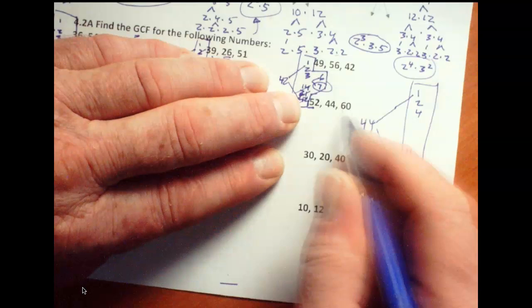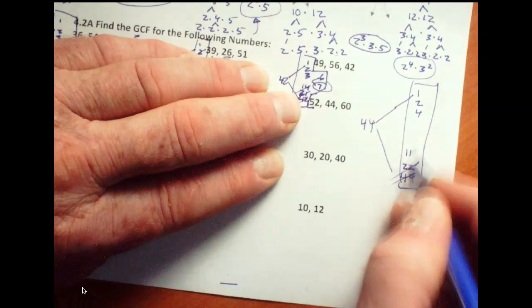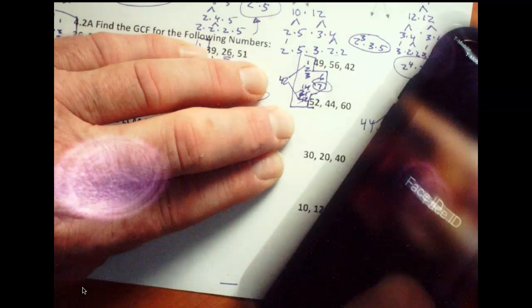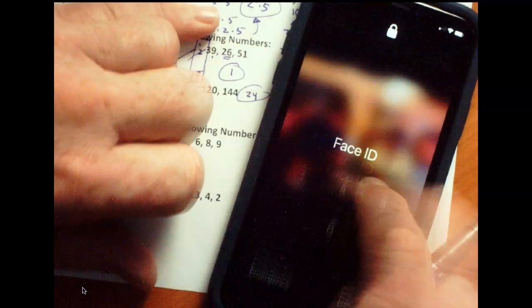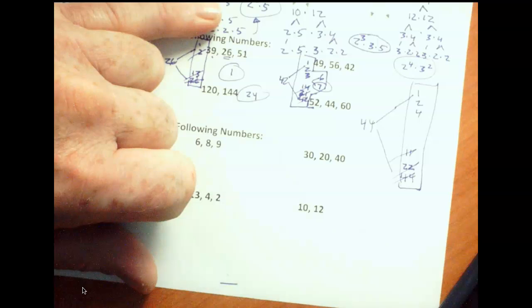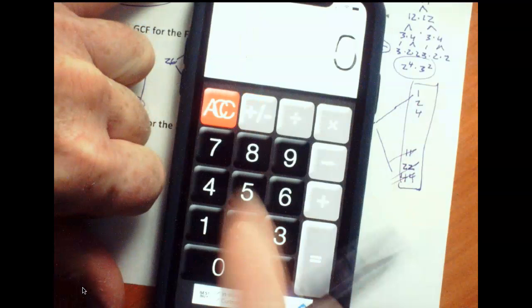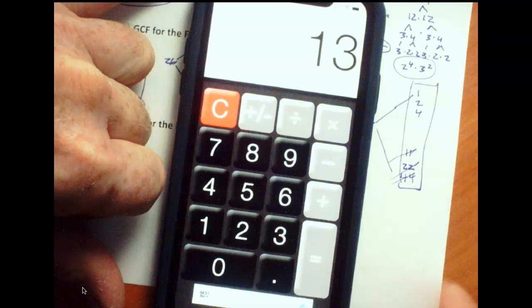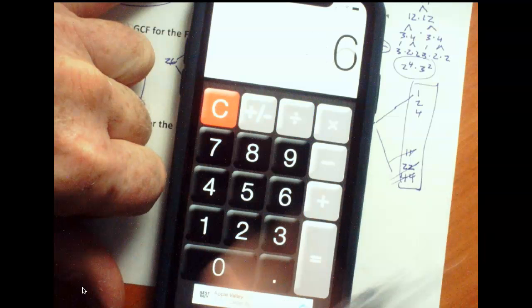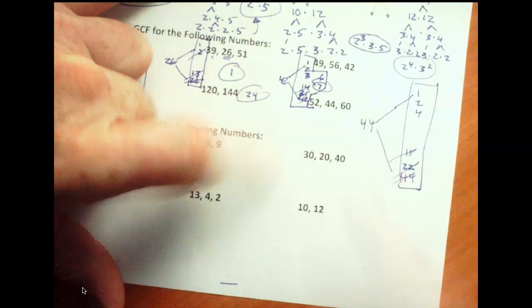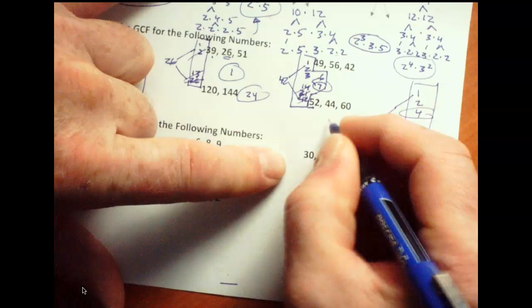11 goes into 66, it goes into 55, but it doesn't go into those numbers. 4. 4, now that's interesting. That might work. So, get the old calculator out here, and let's just try it. 52 divided by 4 equals 13, okay, and 60 divided by 4 equals 15. So yes, 4 is my GCF.